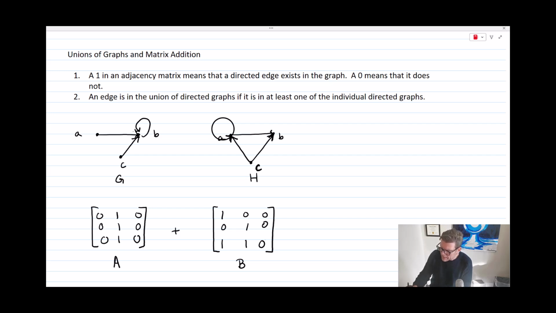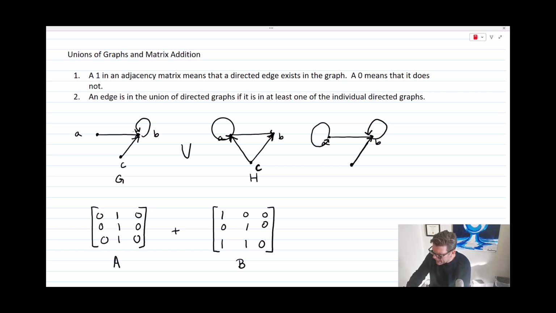Now if we were to take the union of these two graphs, we'd end up with A to B, C to B, and B to B, because those are all in G. Then, in addition to that, we'd have A going into A, because that's included in H.